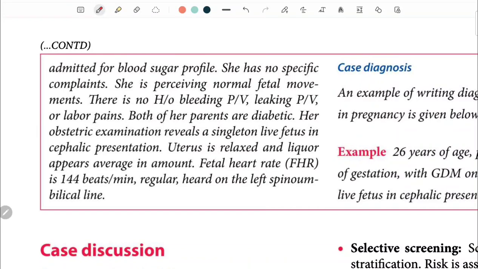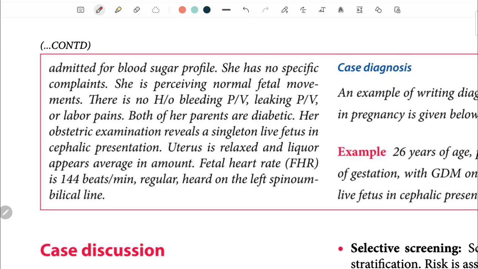for blood sugar profile. She has no specific complaints. She is perceiving normal fetal movements. There is no history of bleeding PV, leaking PV or labor pains. Both of her parents are diabetic. You need to ask the family history.